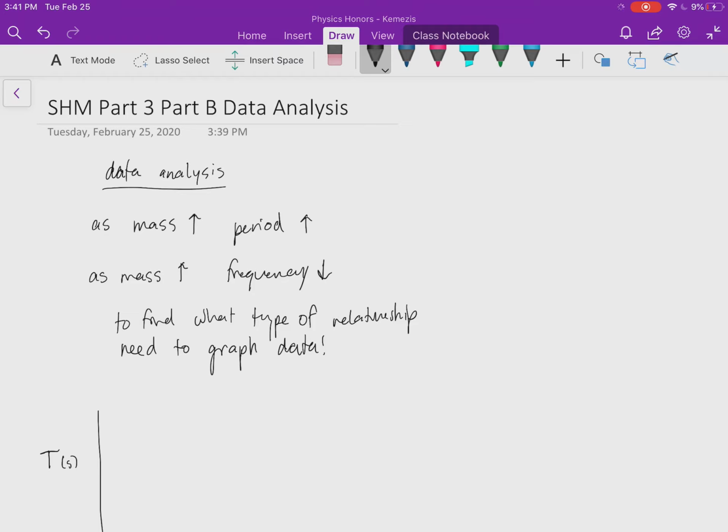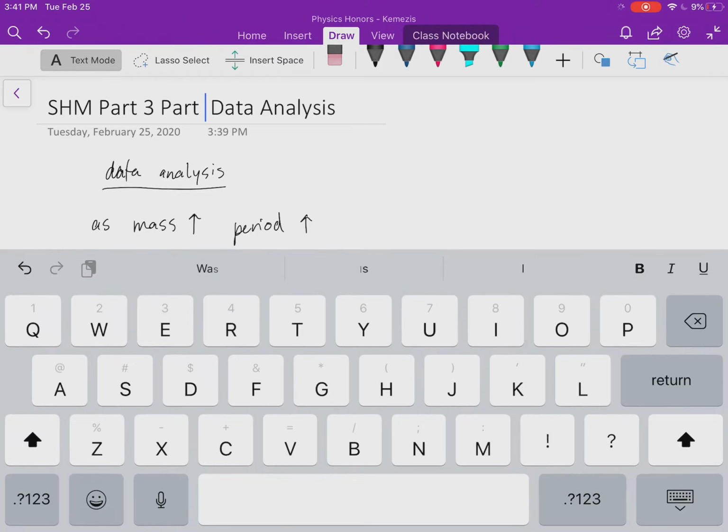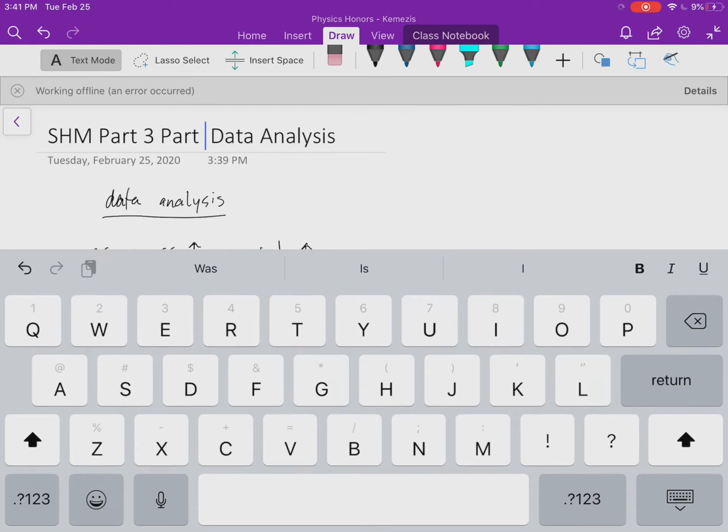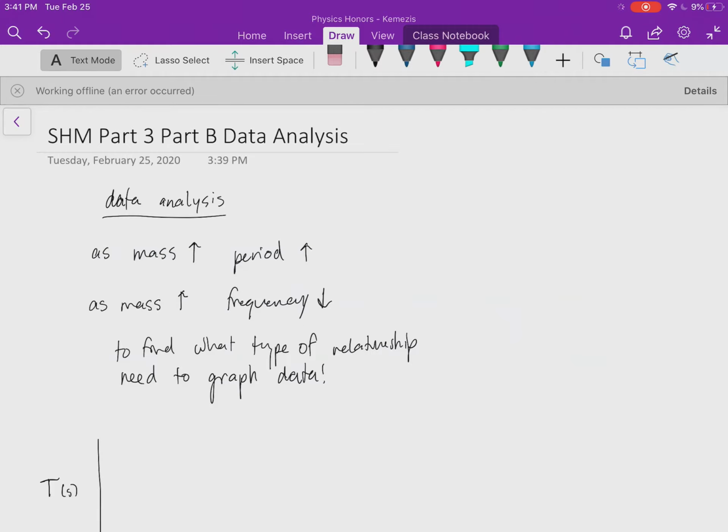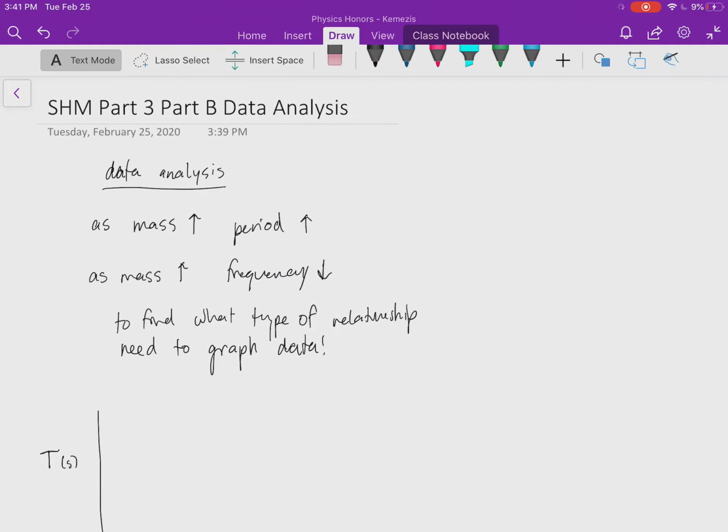We were doing part 3. I think this was supposed to be part A. Sorry about that. This is where we were graphing. Maybe it is part B. I think it is part B. If it is part A, sorry, but I think it's part B.